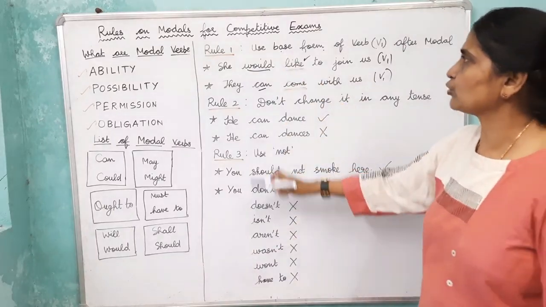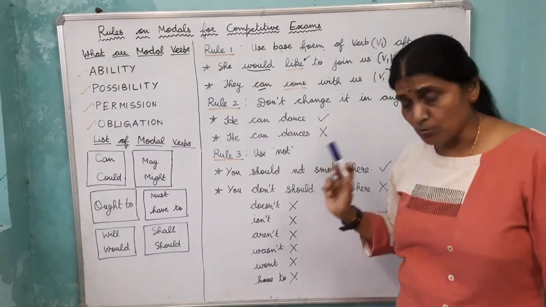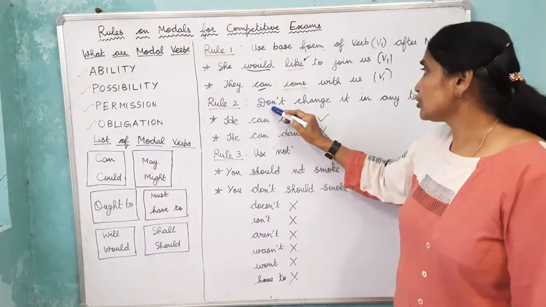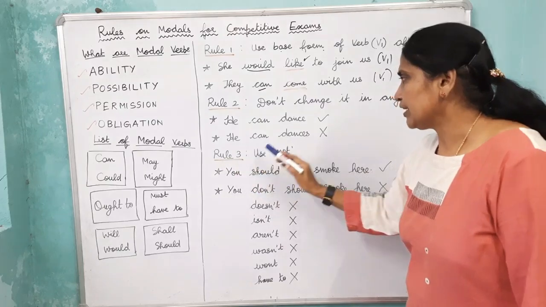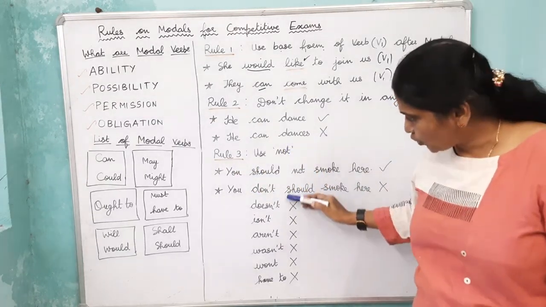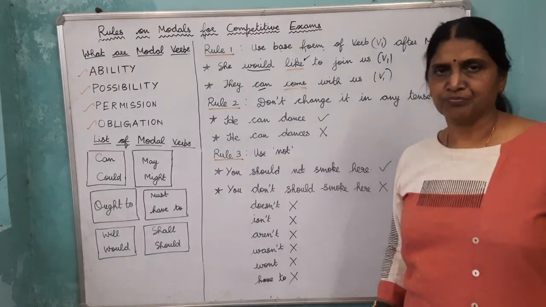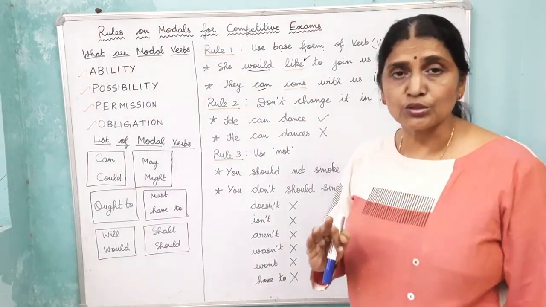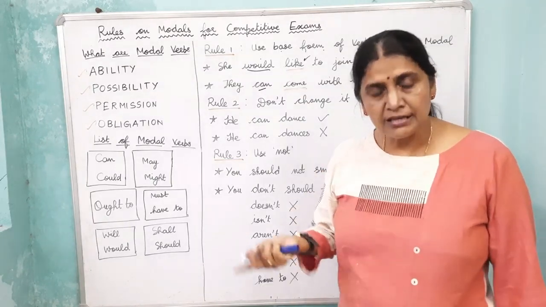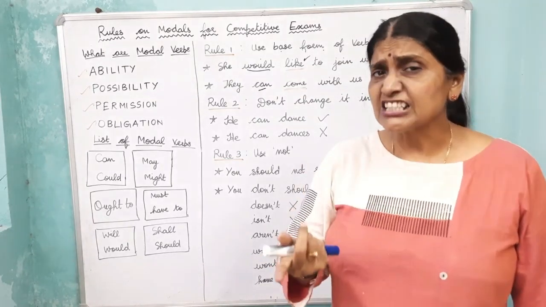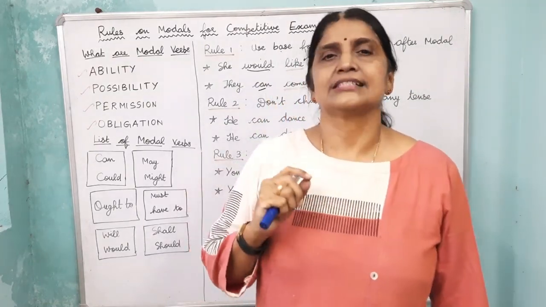Just recap the 3 rules. Rule number 1, use the base form of the verb given after the modal. Rule number 2, don't change it in any tense. Rule number 3, use not, but don't use don't, doesn't, isn't, aren't, wasn't, won't, have to. Okay, these are the 3 basic rules you should understand to crack your competitive examinations, because they will ask you to either choose the best option or the correct sentence.